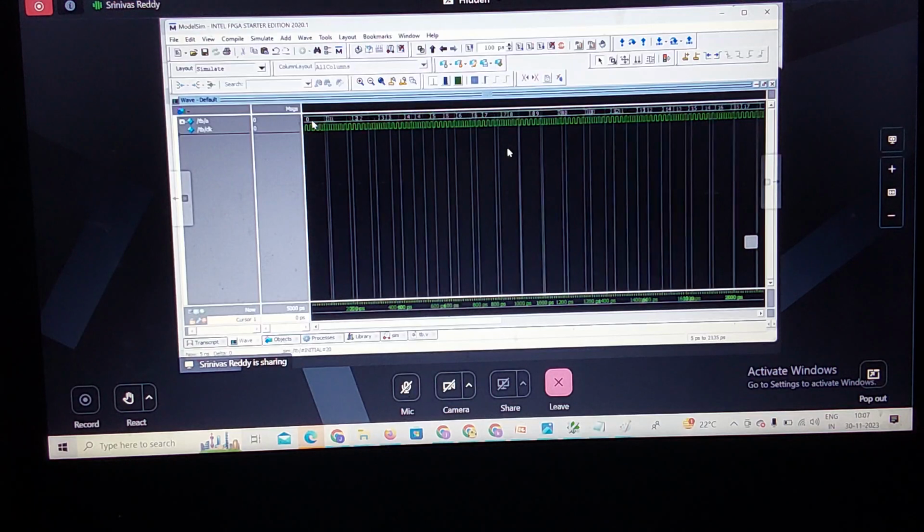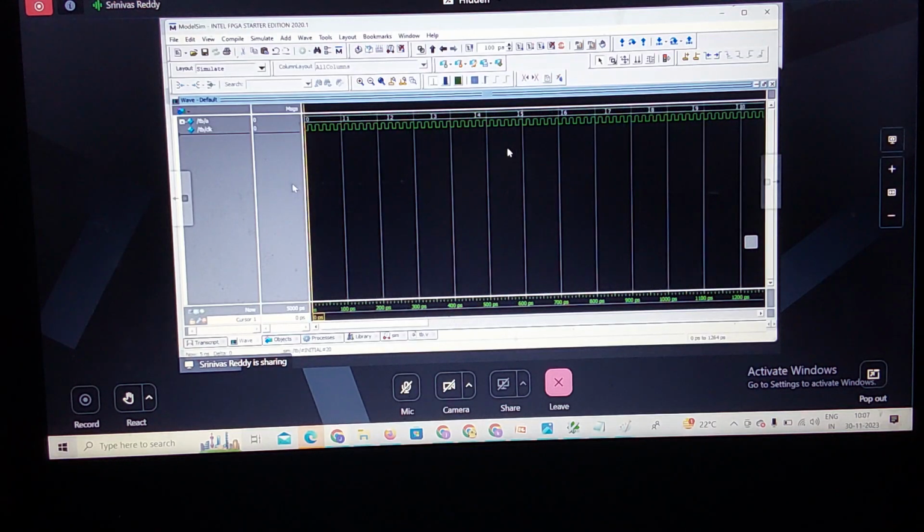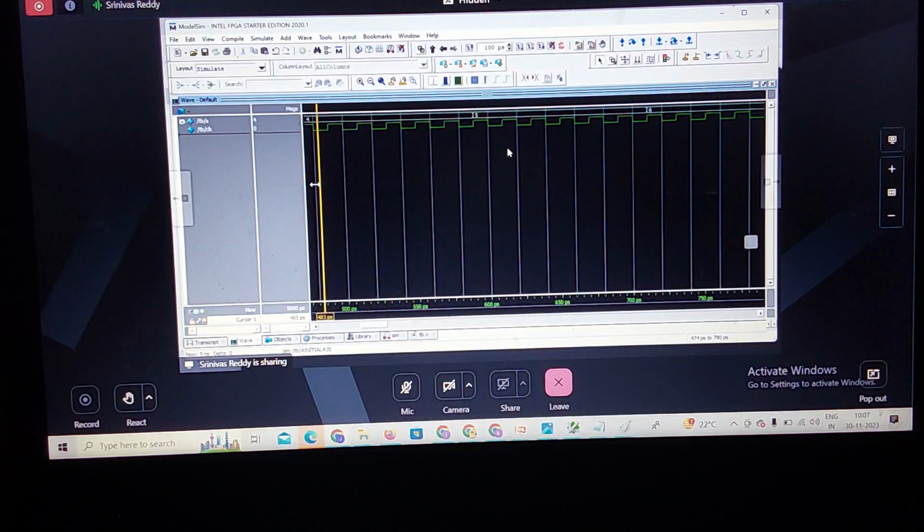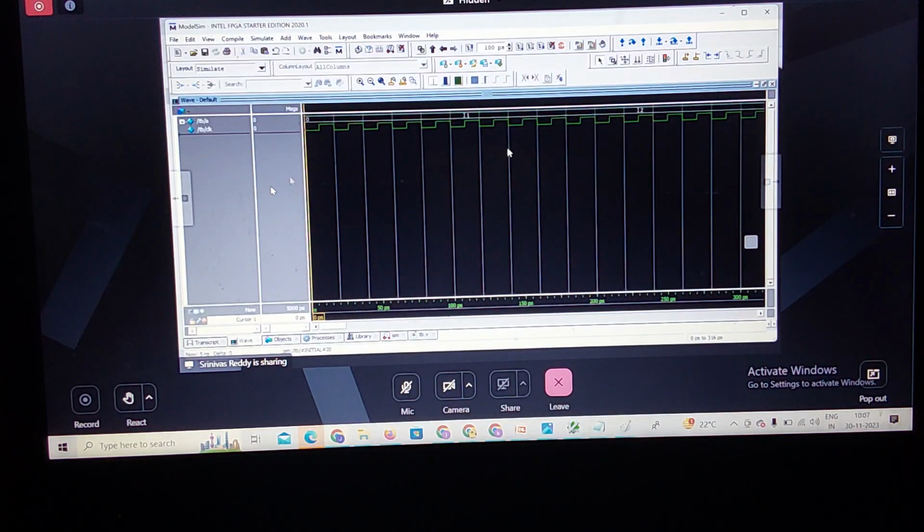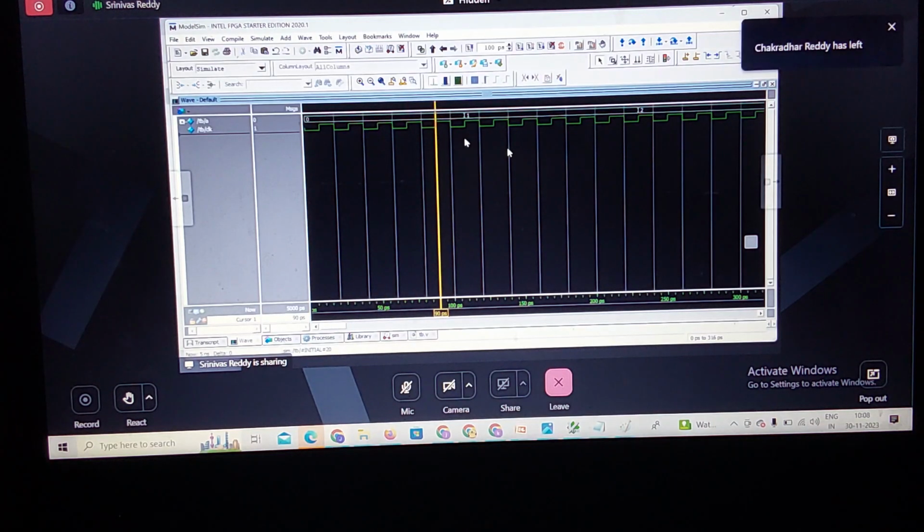I'm giving a clock delay of how much? 5. Correct. After 5 positive edges of the clock, what do I want to do? This is at time t is equal to 0, right? So a rising edge comes here. This is 1 cycle. 1, 2, 3, 4. Correct. This is 4, 5. Please note the delay is how much? 5 positive cycles.